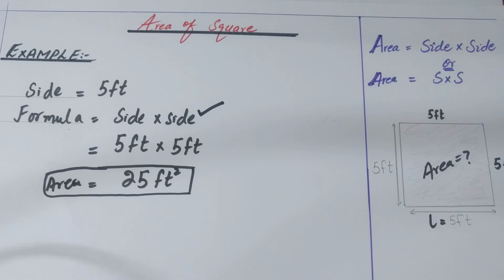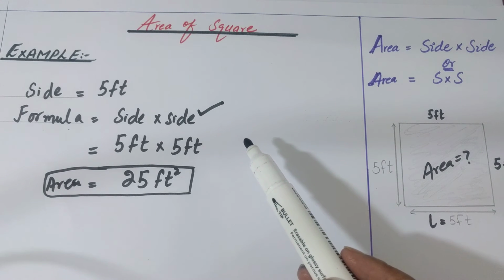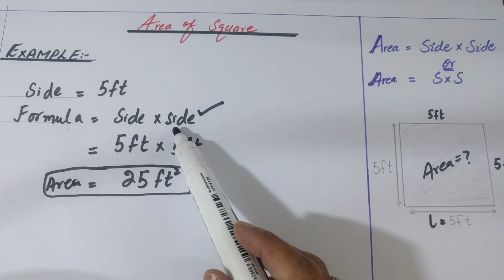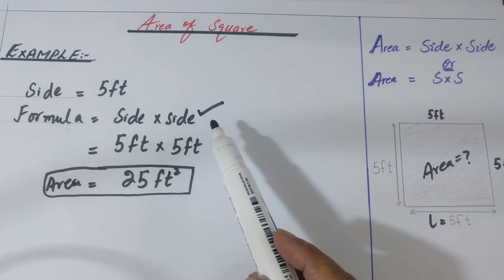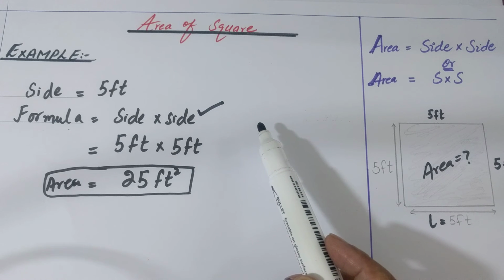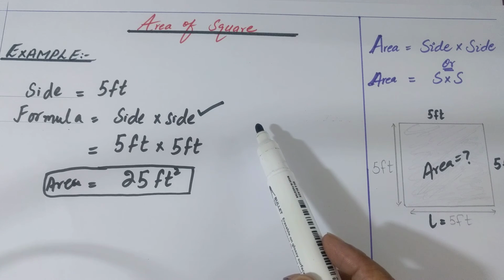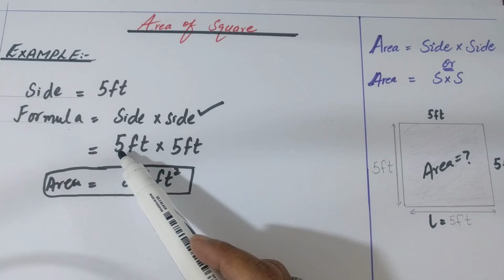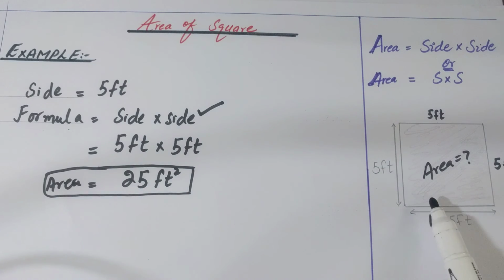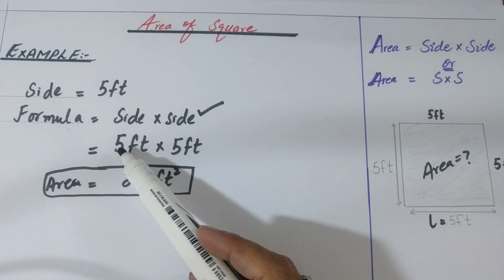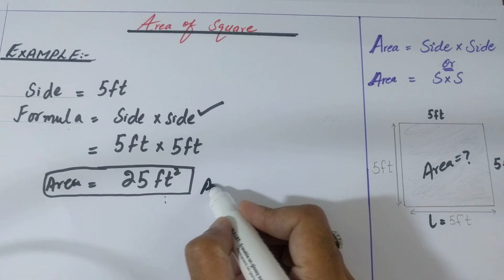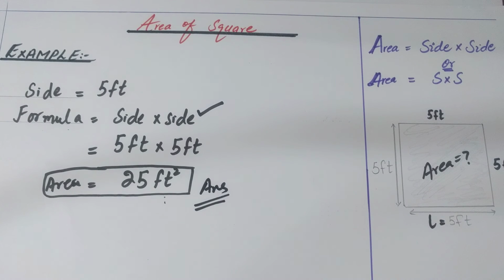Just you have to memorize the formula for the area of the square. Side multiply by side. What is the area of the square? How can we calculate the area? Its two sides multiplied together. So first side and second side, all the sides are equal, so you can use one side 2 times, 5 feet by 5 feet. So the area is equal to 25 square feet or feet square. I hope the concept for the area of the square is now clear. Now after this you have to do some practice.